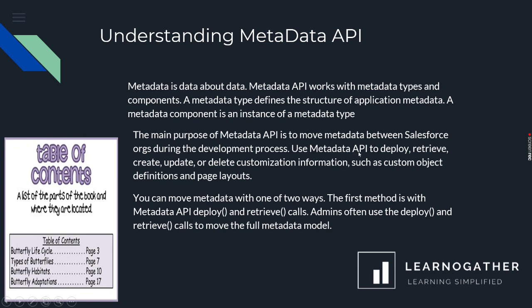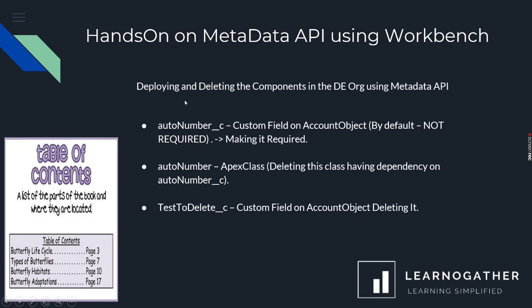Now we can use metadata API to deploy, retrieve, create, update, or delete customization information such as custom object definitions and the page layout. There are two methods which metadata API uses broadly: deploy and retrieve calls, and we can use these calls to deploy and retrieve the data. Now we will jump directly into the hands-on. To give you a gist, we will be deploying and deleting components in the developer edition using metadata API.